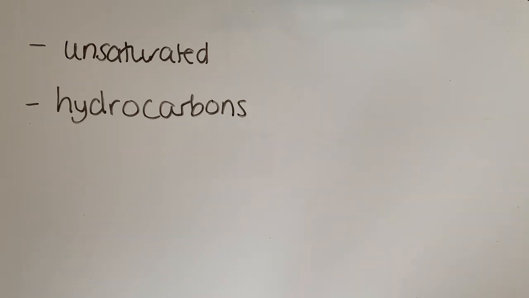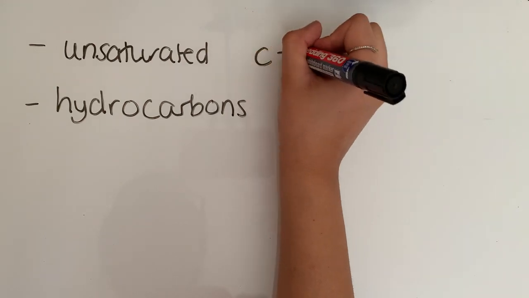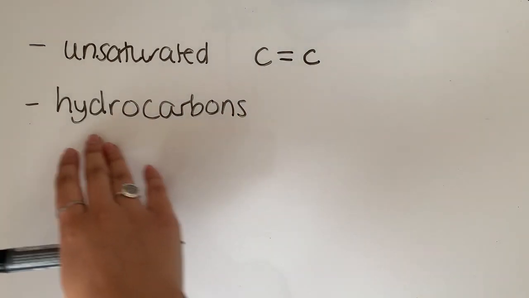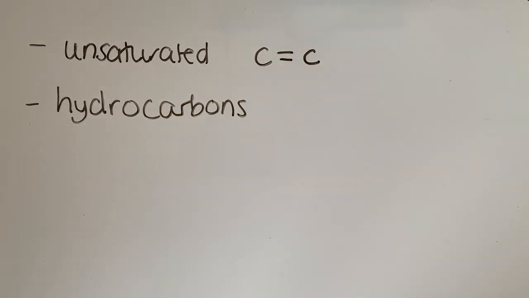Unsaturated means that there is at least one double bond present. So by a double bond, I mean between two carbons, there is a double bond. Okay, so for a molecule to be unsaturated or to be classed as an alkene, it must have at least one double bond in the molecule. Hydrocarbon just means that it is made up of atoms of carbon and hydrogen only.